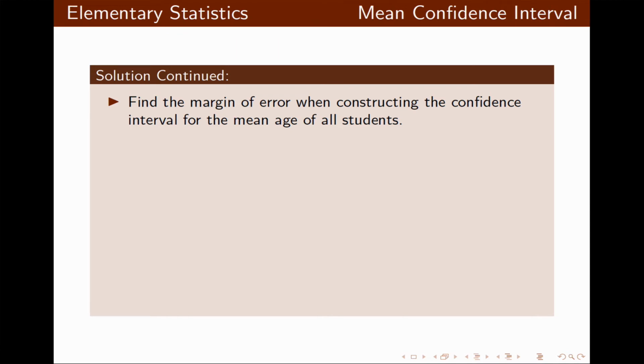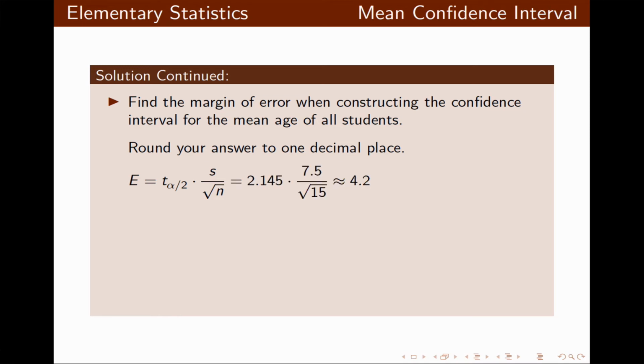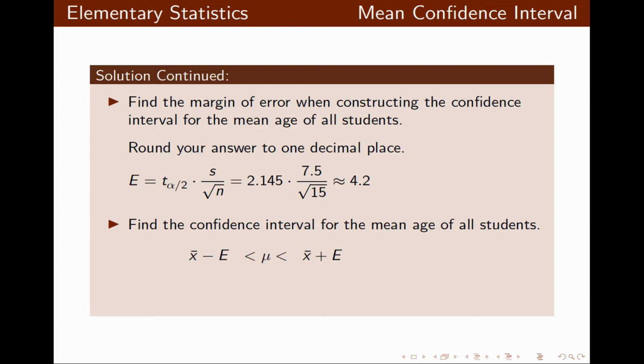Now for the margin of error, we apply these values to the formula. We simplify, and our margin of error is 4.2. For the confidence interval, we go x bar minus e and x bar plus e. Simplify. So we are 95% confident that the mean age of all students will be between 27.6 years and 35.0 years.